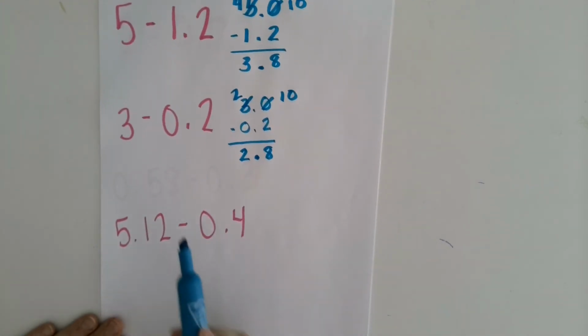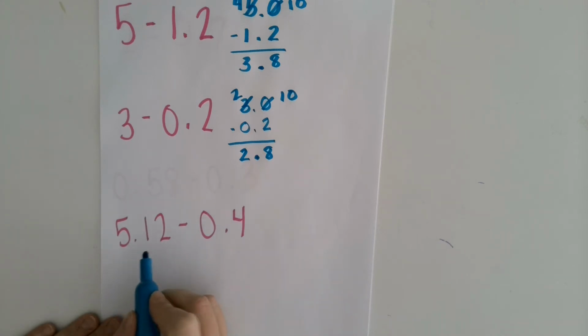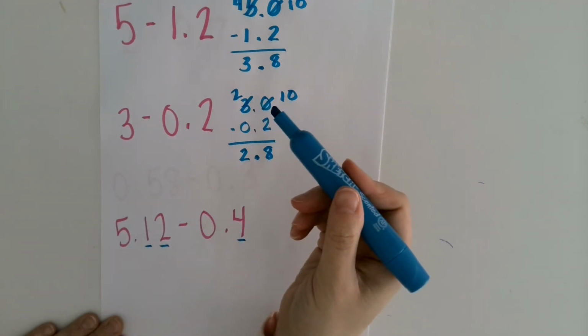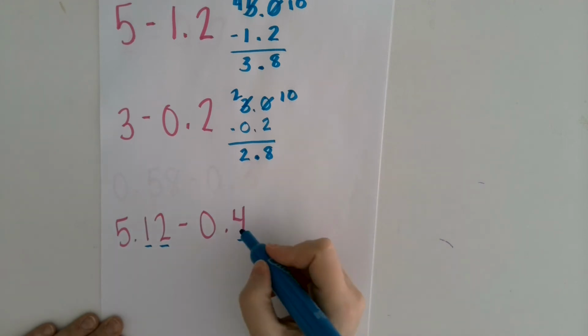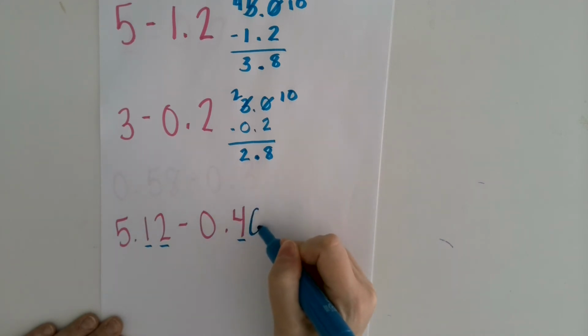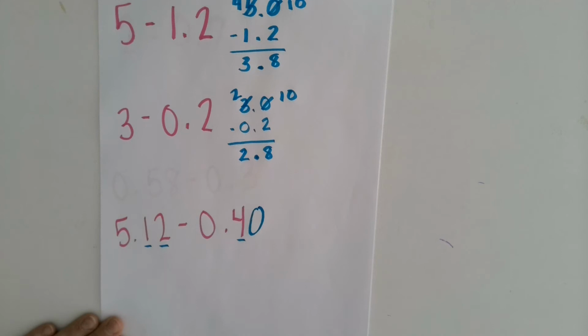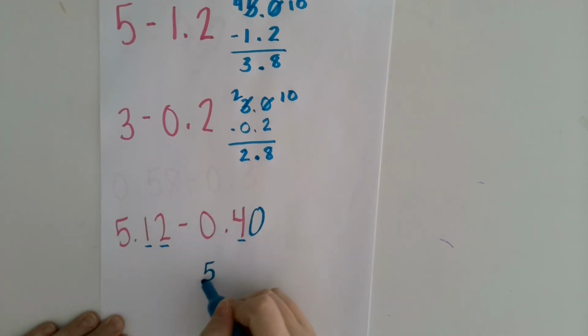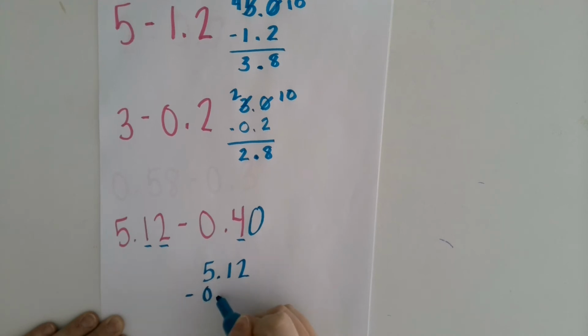Now this one, we do have decimals in both problems, but you'll notice that in this first number, I go 2 places past the decimal, and here I only go 1. So just like we added a 0 up here, we are also going to add a 0 to this number so that we can line up our decimals. So I have 5.12, and I'm going to subtract 0.40. 0.40 is the same thing as 0.4, but now everything is lined up.